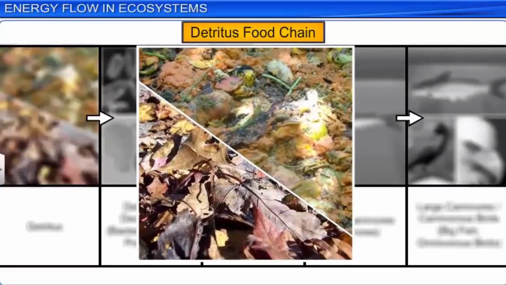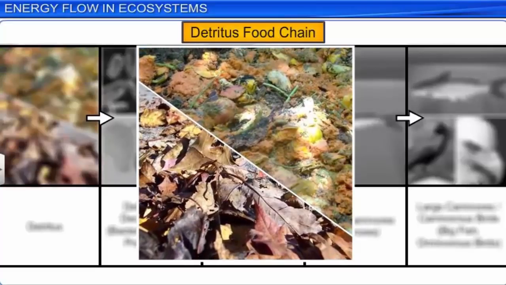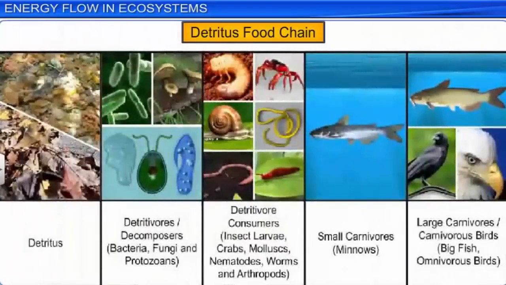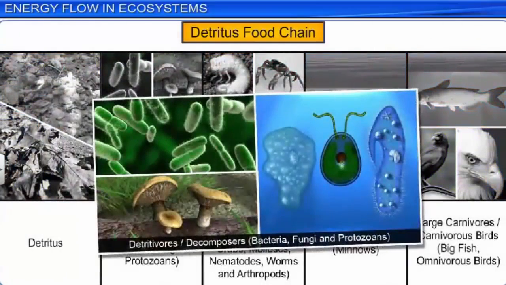This detritus is broken down into simple inorganic materials by digestive enzymes secreted by decomposers or saprophytes, and is then absorbed by them to meet their nutrient requirements. Detritivores or decomposers may be consumed by detritivore consumers, which, in turn, may be preyed on by small or large carnivores. The DFC is usually shorter than a GFC.